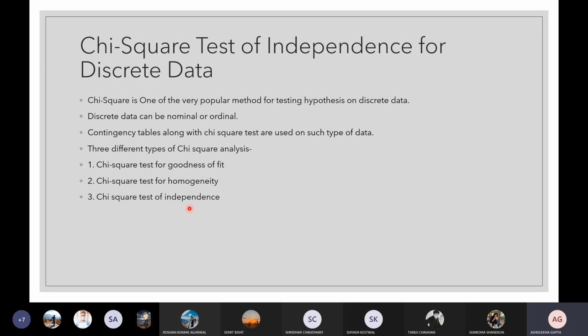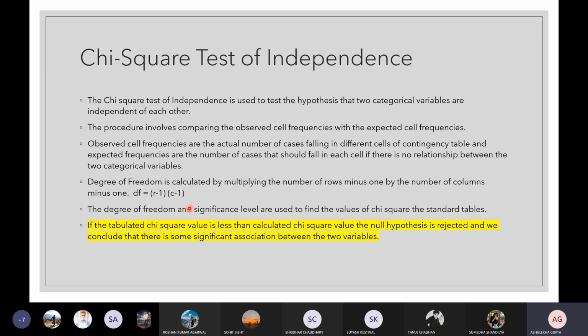The chi-square test of independence is used to test the hypothesis that two categorical variables are independent of each other. We have two factors, both independent, and both are taken as categorical. These are not at the ratio scale, these are not at the interval scale. These are categorical.